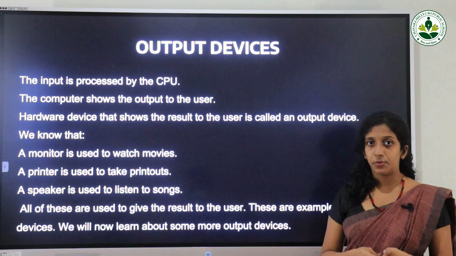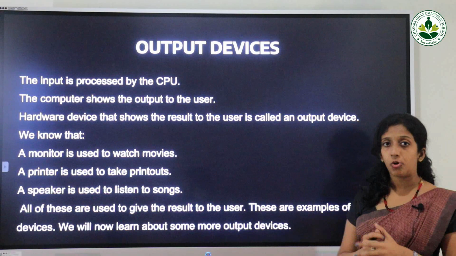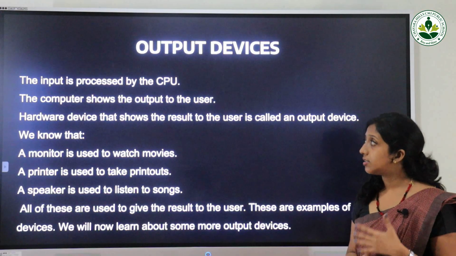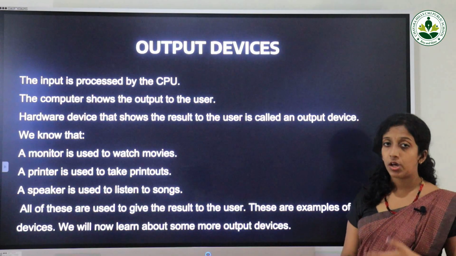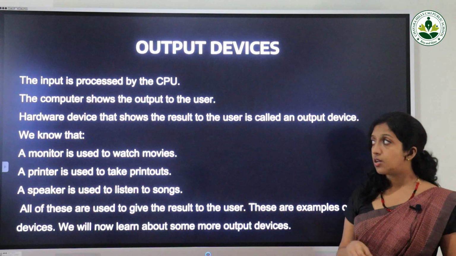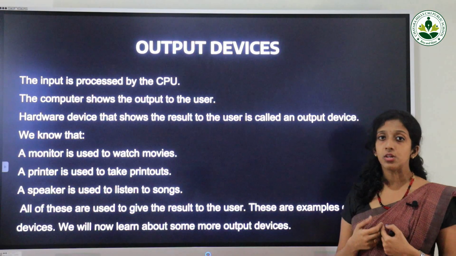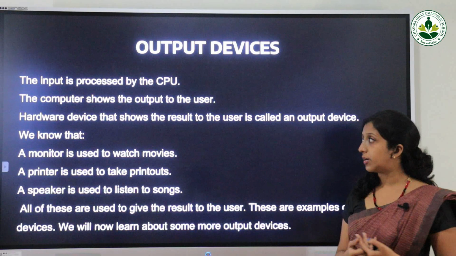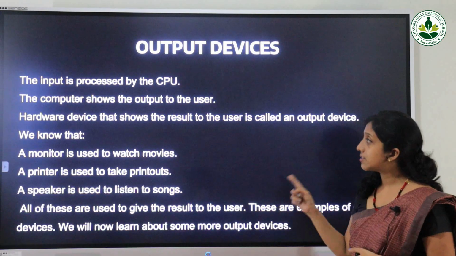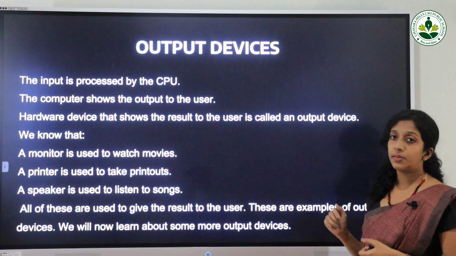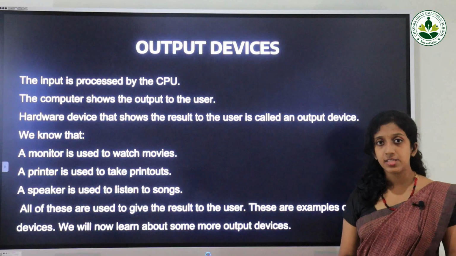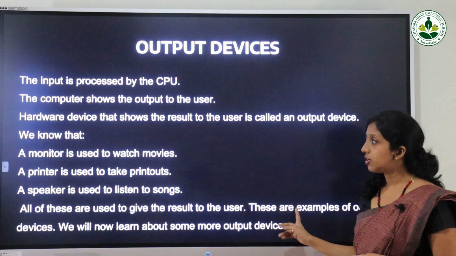And that's all about the input devices. Next we are coming to the output devices. The input is processed by the CPU and the CPU gives us the output. The device that helps us to see the output is known as an output device. It is a hardware device that shows the result to the user.